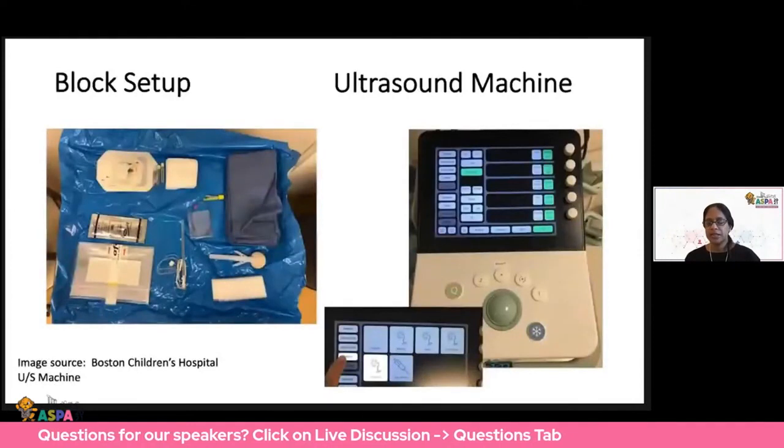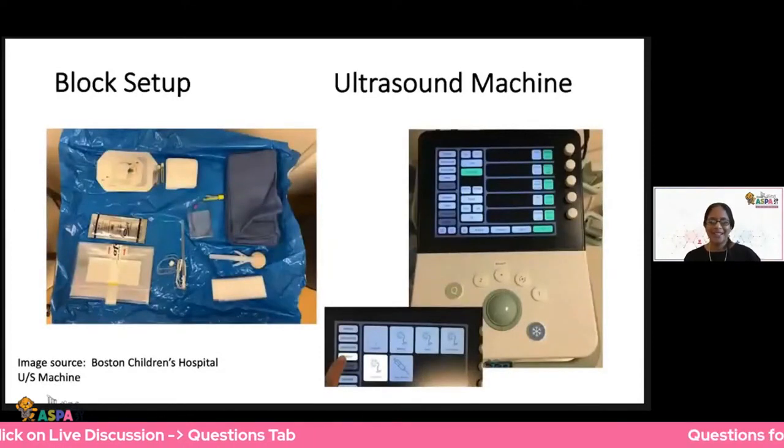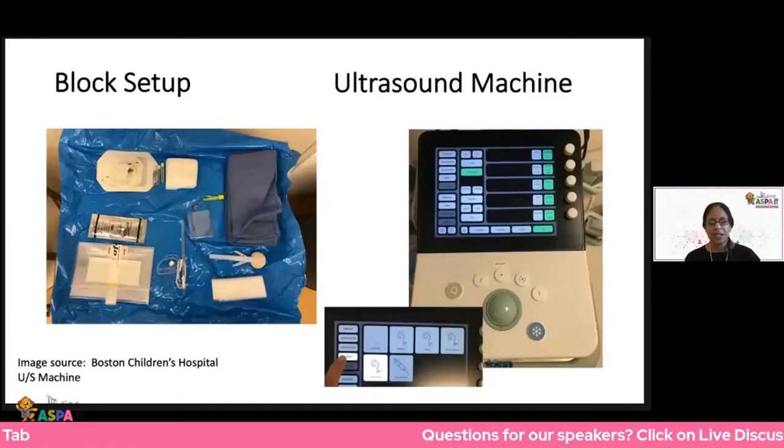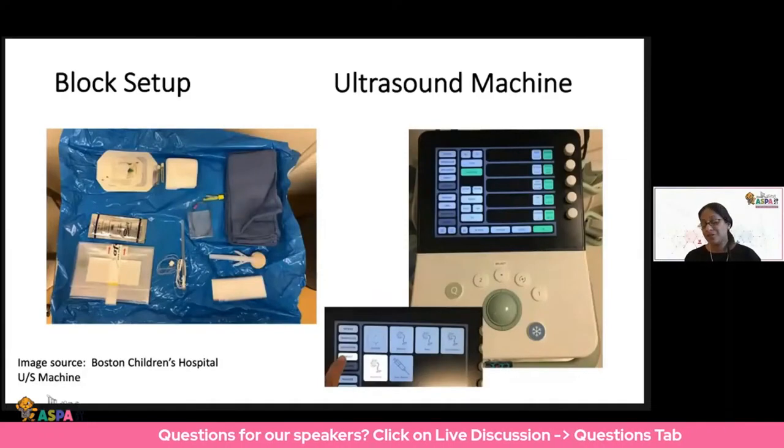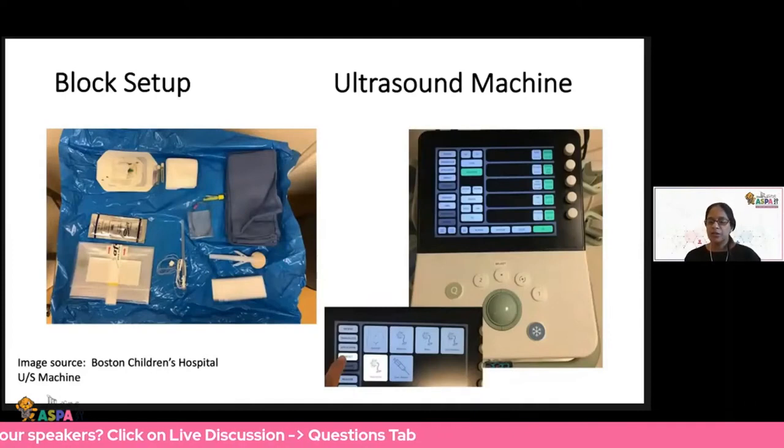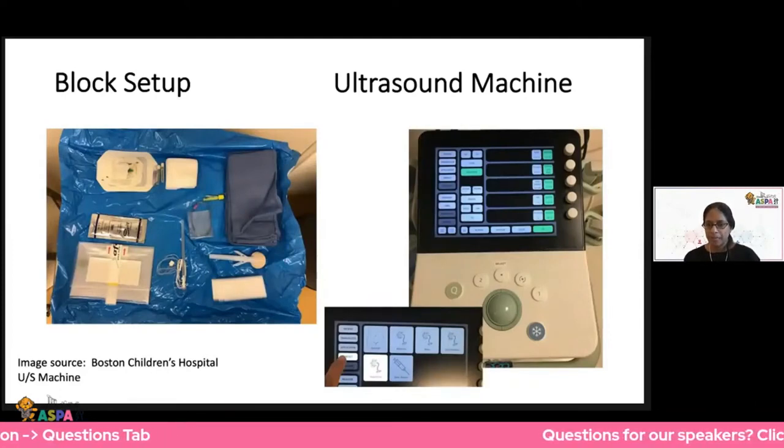Going into some of the details of providing regional anesthesia in our hospital, you can see our block setup is pretty simple, but we have catheters and then a lot of securing devices so the catheters don't move out of place. We have a BK ultrasound machine, which provides decent imaging.